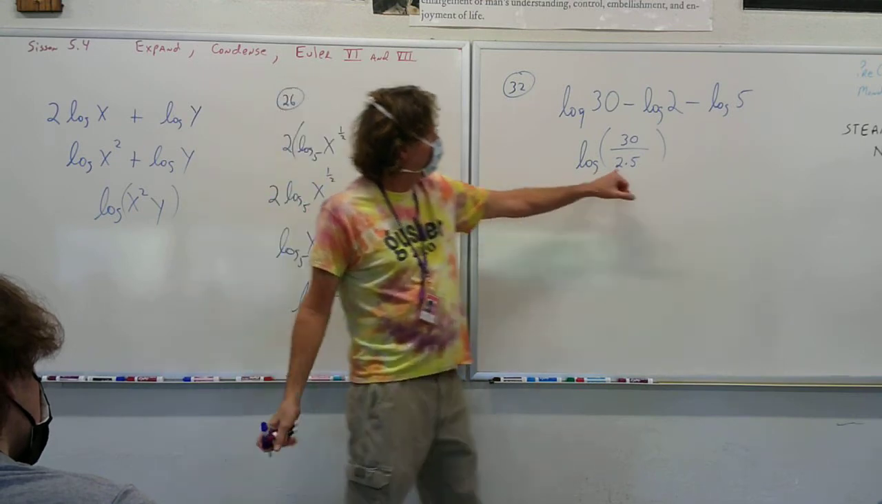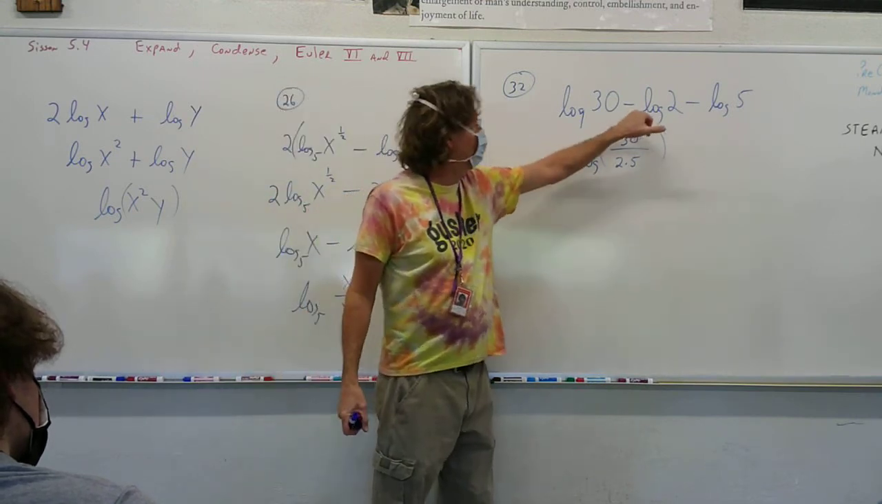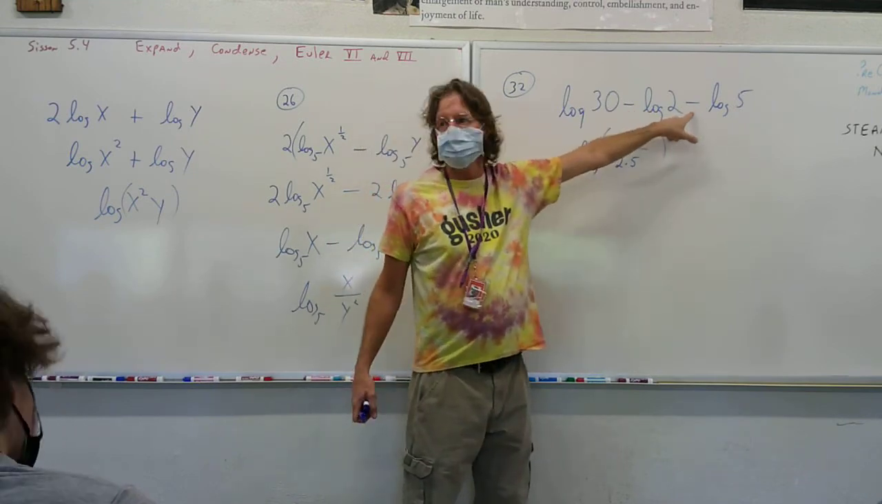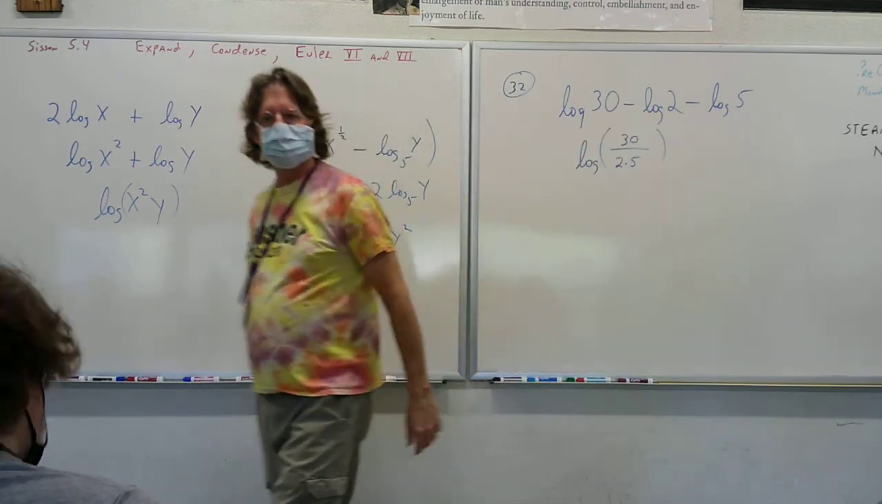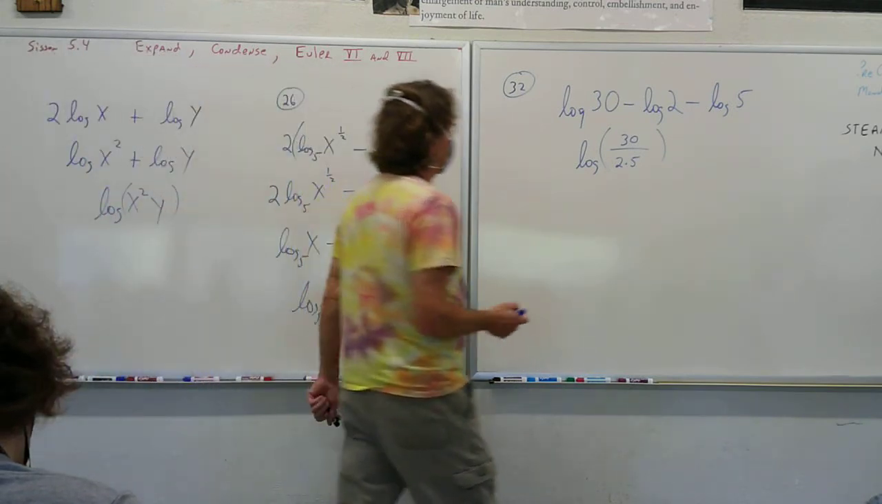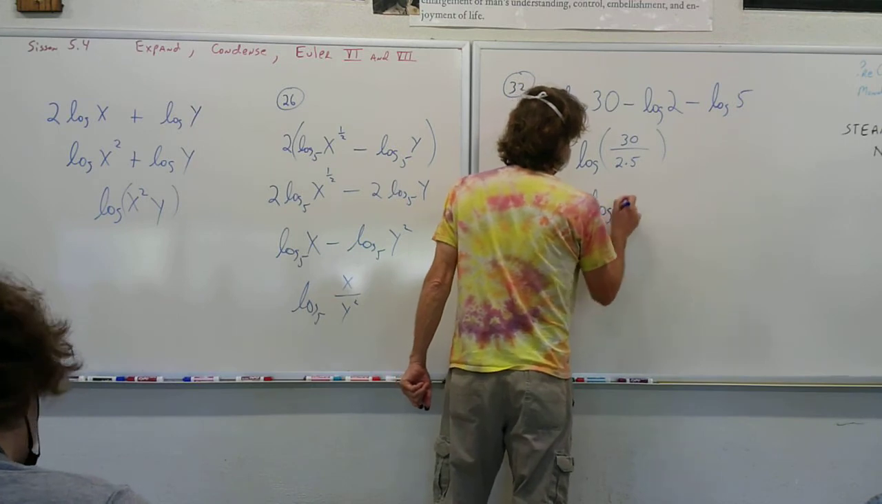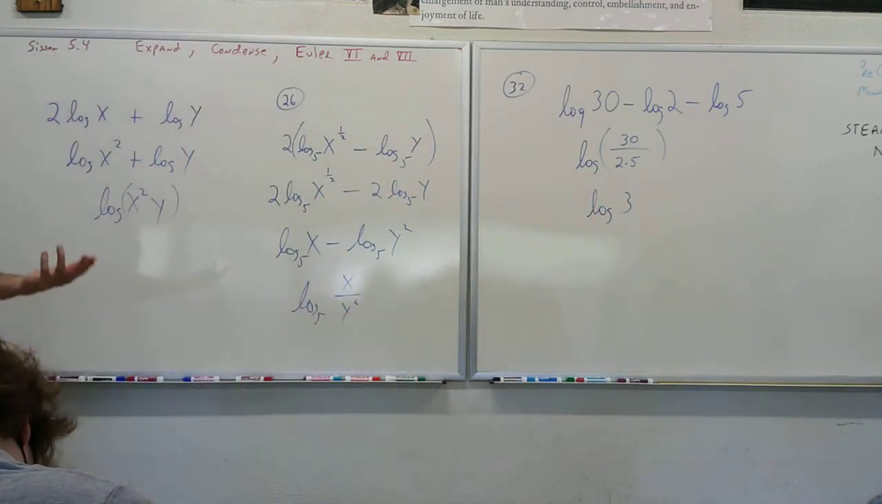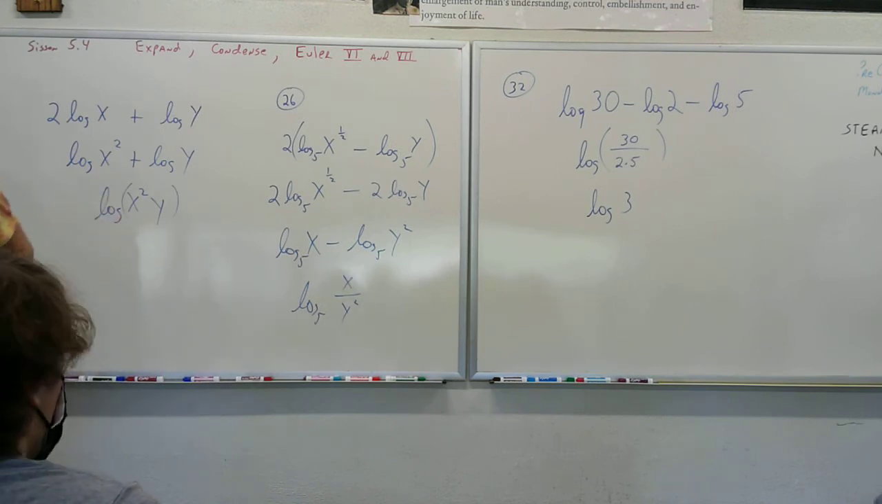And why did I put the 2 and the 5 in the denominator? Because we got to subtract, right? So we're using rule 7. Now, somebody says, well, Mr. Evans, that just reduces to the log of 3. Yeah, it sure does. And that's one reason we like for you to be able to do this, because it helps you to get things a little less complicated.